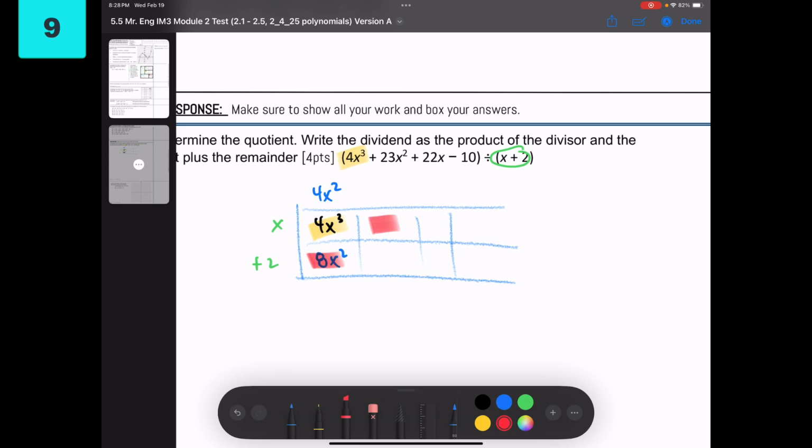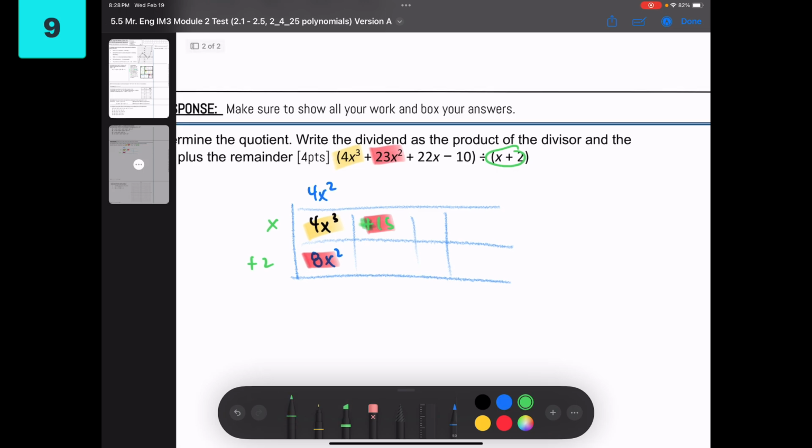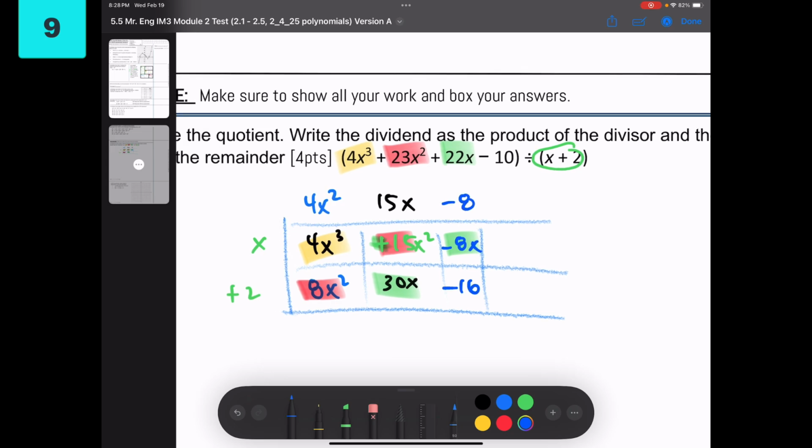8x squared plus this will equal 23x squared. That one's going to be 15x squared. And then you can just multiply there on the outside. So this will be 15x. Multiply, that'll be 30x. And then 30x plus this will equal 22. This number will have to be a minus 8x. Minus 8, negative 16.